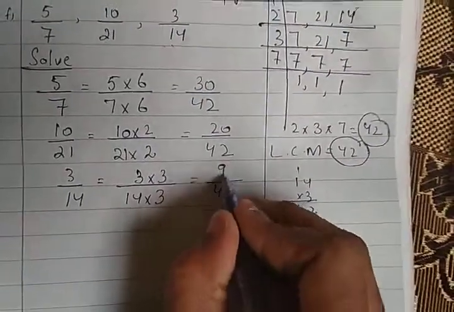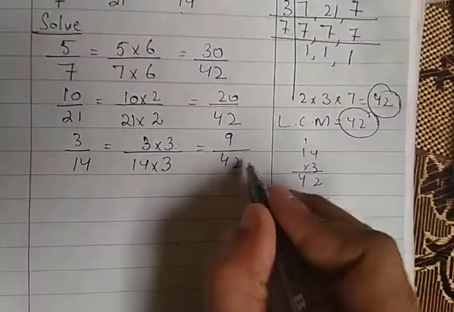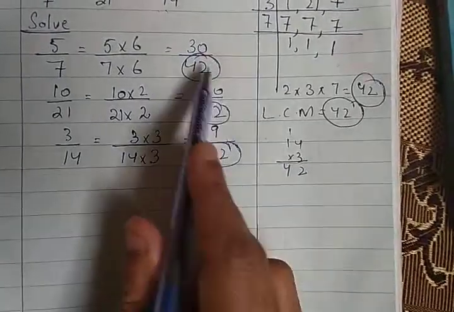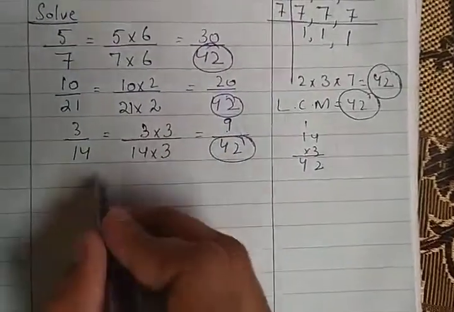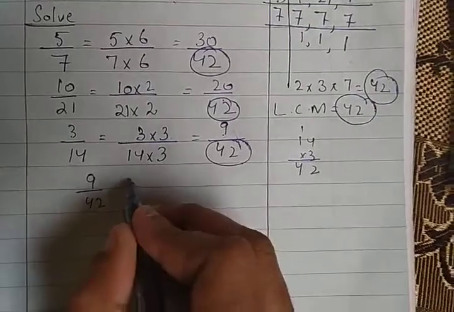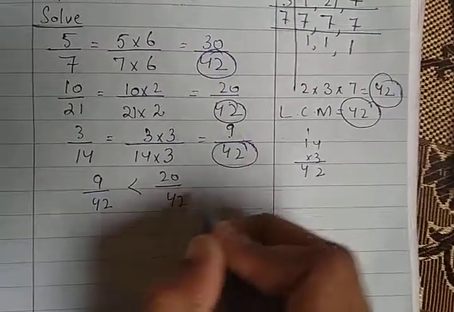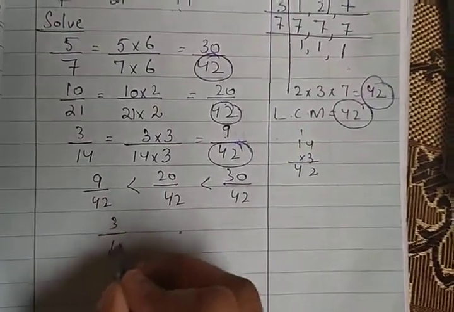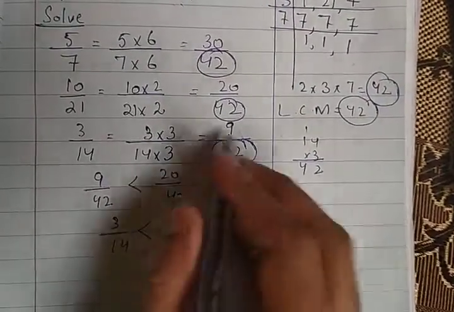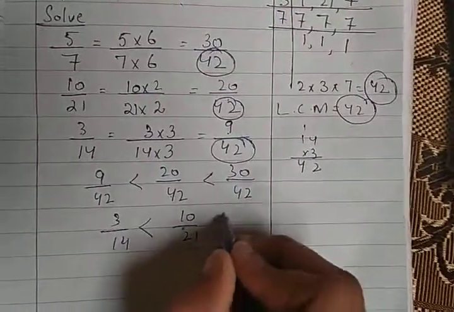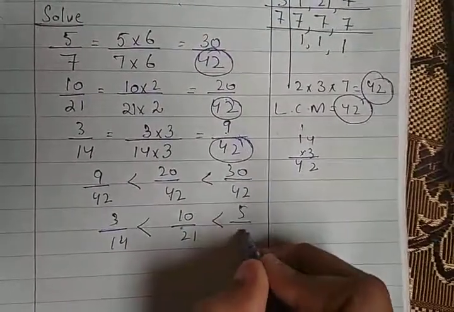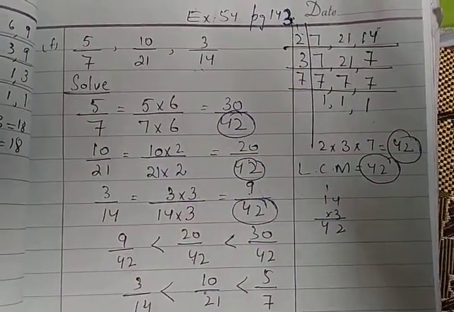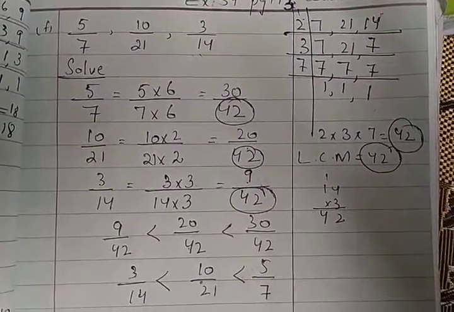3 3s are 9. Since all the denominators are the same, first you write the smallest number among these fractions: 9, 20 and 30. So 9 upon 42, then 20 upon 42, then 30 upon 42. 9 upon 42 comes from 3 upon 14, 20 upon 42 comes from 10 upon 21, and 30 upon 42 comes from 5 upon 7. So this is the question of exercise 54, page 143, question number 5, part F.